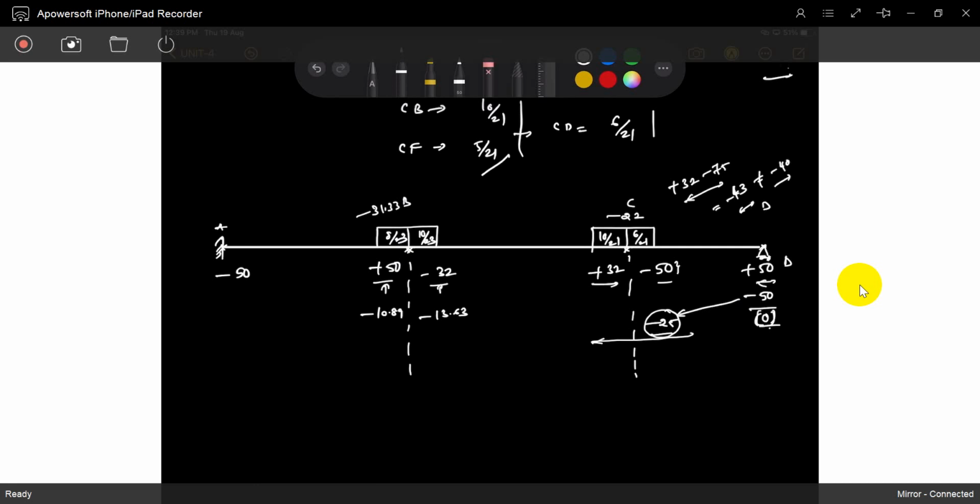Okay, so what is the unbalanced moment here? The unbalanced moment is minus 3. So if you want it to equal exactly minus 40, what will you do? You will add plus 3. Plus 3 you have to add. So that's it, that's what you can do.